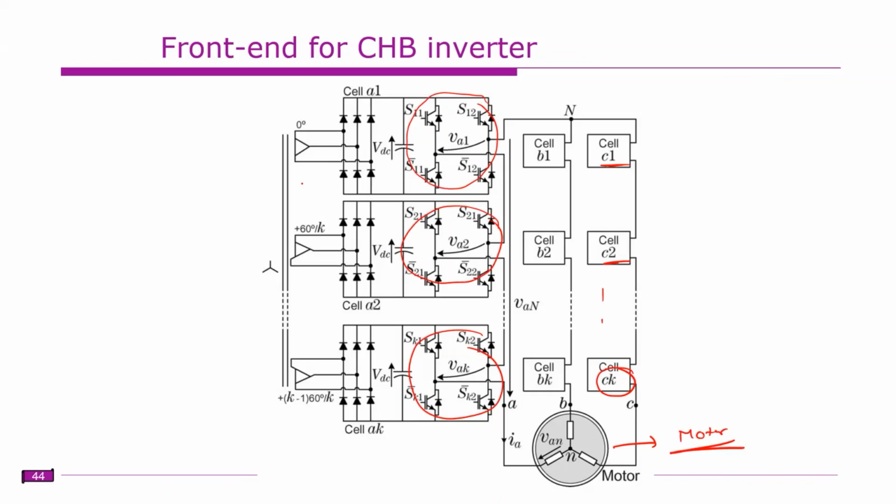So this is how the isolated supply is provided. You have a 3-phase rectifier, another 3-phase rectifier, another 3-phase rectifier. These are supplied from a transformer where you have multiple windings. This is the primary, and we have k number of secondaries available. This is the first secondary winding, this is the second secondary winding, and this is the kth secondary winding.